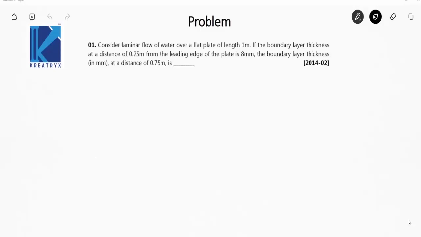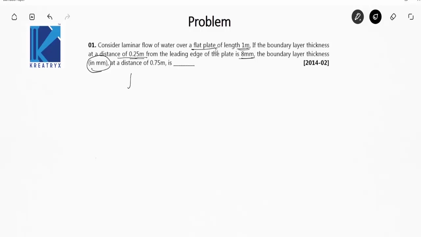In this video I'll be taking some of the previous year questions from the topic laminar and turbulent flow. So the first question is, consider laminar flow of water over a flat plate of length 1 meter. If the boundary layer thickness at a distance of 0.25 meters from the leading edge of the plate is 8 mm, this is the boundary layer thickness. The boundary layer thickness in mm, be careful of the units, at a distance of 0.75 meter is.